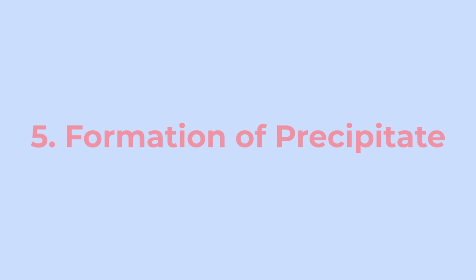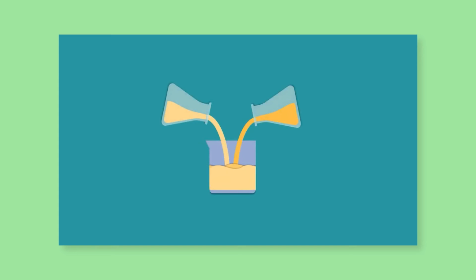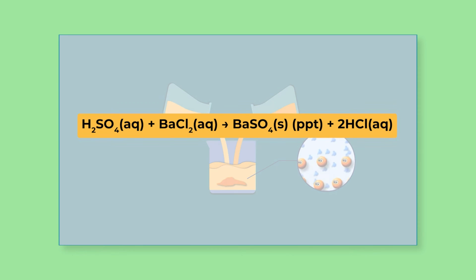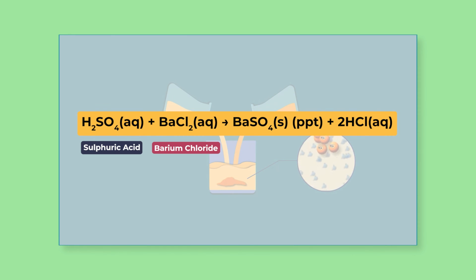Formation of precipitate. A precipitate is an insoluble solid that emerges from a liquid solution during a reaction. This can give an indication that a process is going on. For example, the chemical reaction between sulfuric acid and barium chloride solution is characterized by the formation of a white precipitate of barium sulfate. With this, we have wrapped an interesting portion of our chapter.